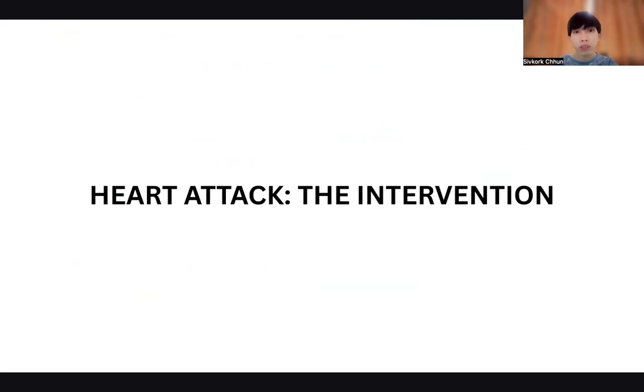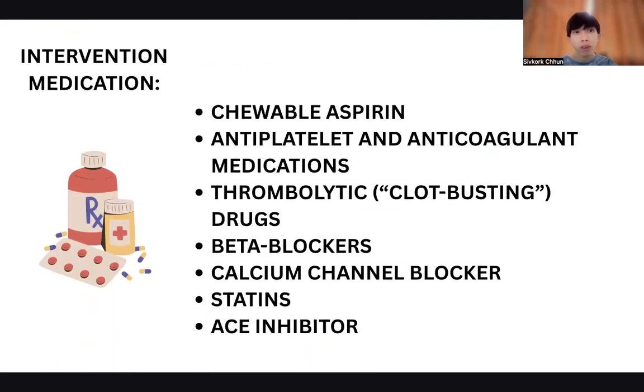So what are the interventions for heart attack? There are specific medications, like chewable aspirin. If advised by emergency services, aspirin needs to be chewed by mouth, and antiplatelet and anticoagulant medication will help reduce blood clots and prevent bleeding.